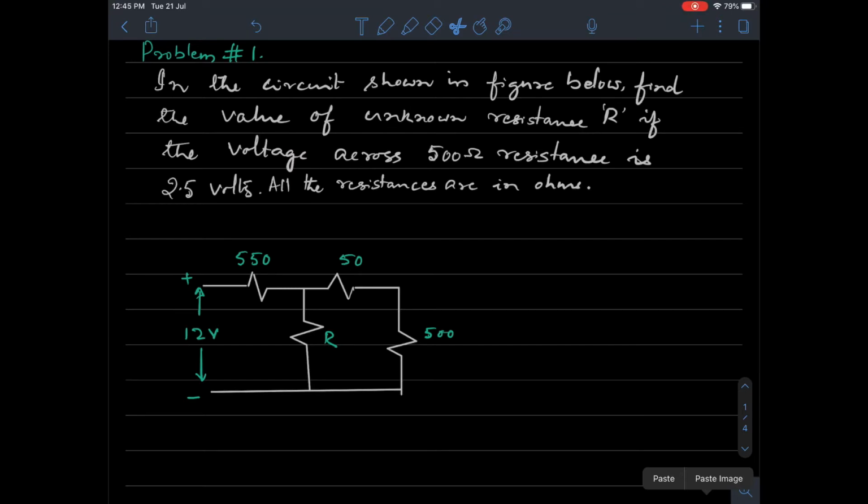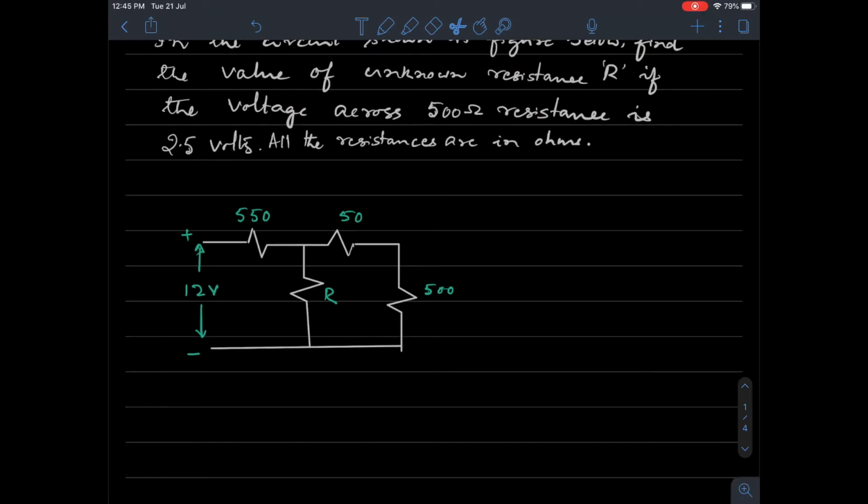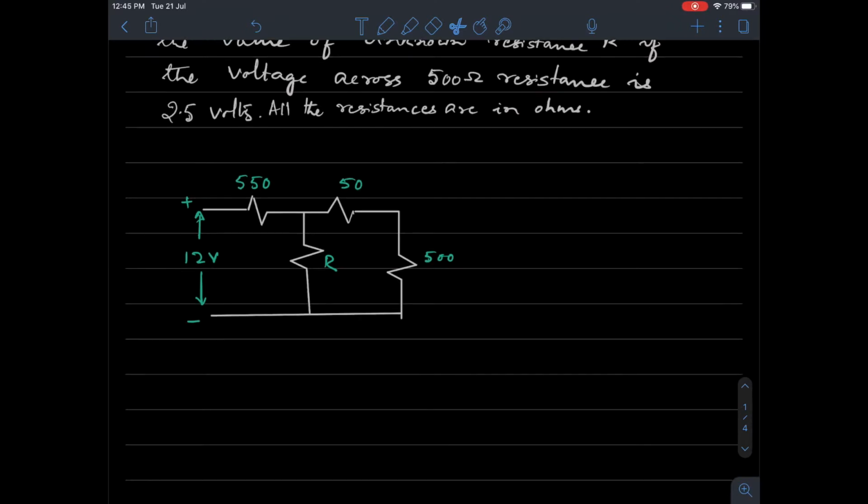In the circuit shown in figure below, find the value of unknown resistance R if the voltage across 500 ohm resistor is 2.5 volts. All the resistance values in the figure are in ohms. Okay, this is the problem given. I have given the network and I have written the values. So we are supposed to find the value of R. That is our objective. So you need to see what is R? This is what is to be determined.